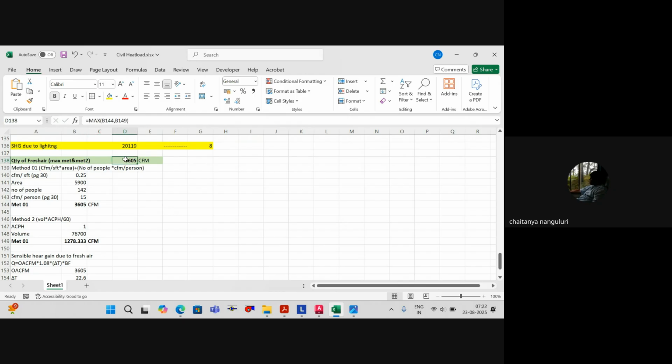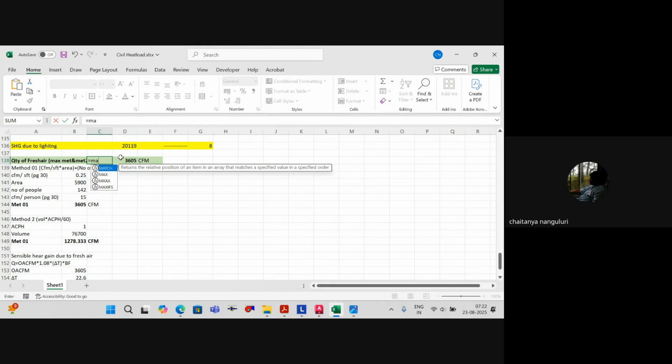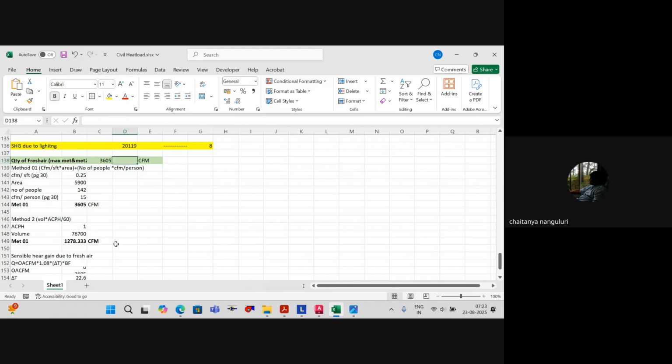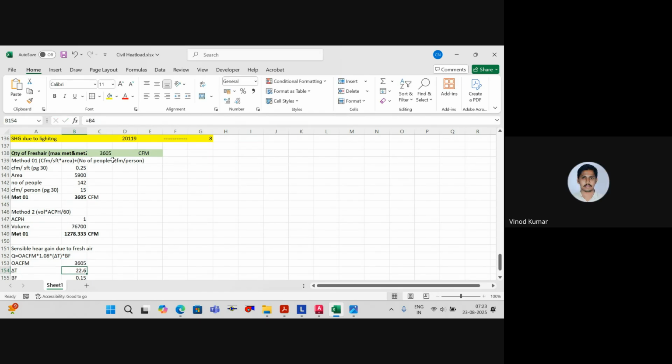In this cell, write this over here. I guess this is better. Is equal to max of, while adding, I don't want to mess it up. That's the reason. Comma, and this one, method 2. I'll take it. Is equal to this one.